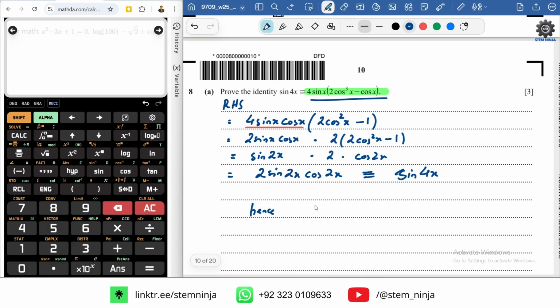Double angle identity basically, hence shown. Hence sine 4x is identical to 4 sine x (2 cos cubed x minus cos x). Right, okay, that's it, done.